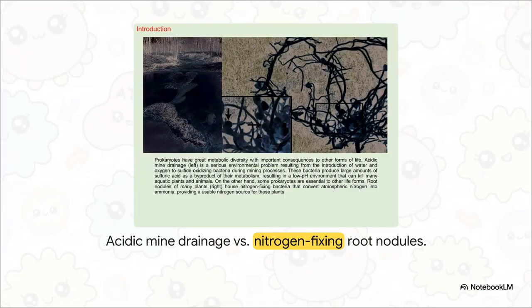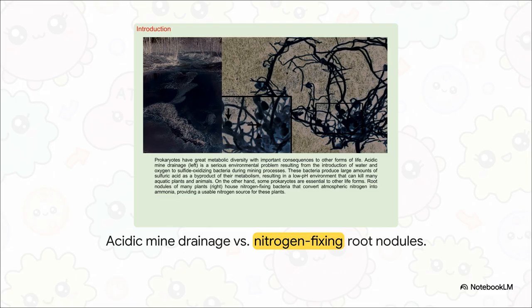So before we get into the nitty-gritty internal chemistry, we need to establish the sheer scale of what we're talking about here. Take acidic mine drainage, for example. When water and oxygen hit sulfide-oxidizing bacteria during mining, those bacteria metabolize the sulfide and pump out massive amounts of sulfuric acid. The result? A highly acidic environment that just completely wipes out aquatic life.